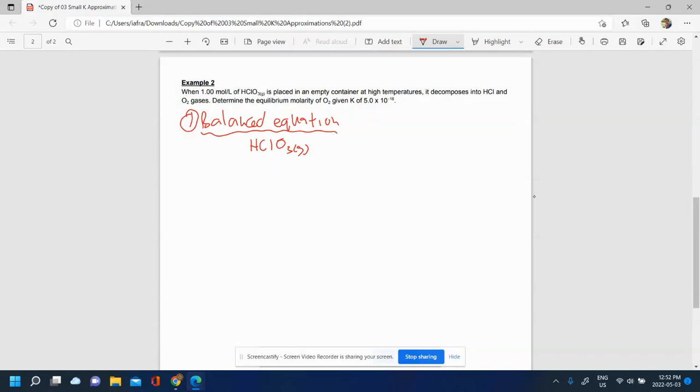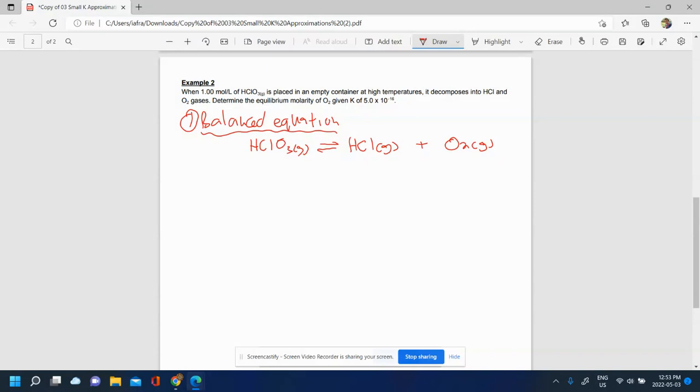And we're asked for an equilibrium molarity. So that means we have our double arrows here. And that's going to be HCl, and that's a gas, plus we have O2 gas. So before we continue, we need to make sure we balance this, right? So remember that these equations, or the equilibrium, is based off of the balanced equation.